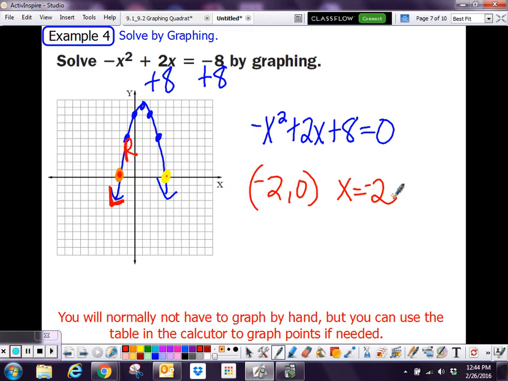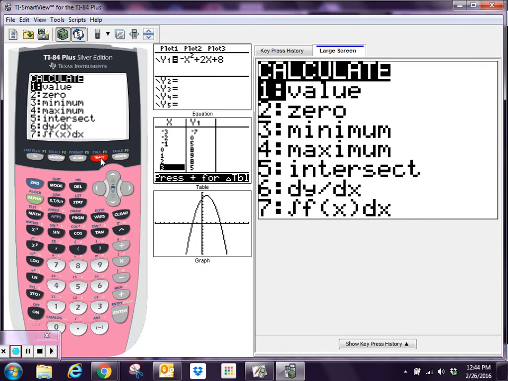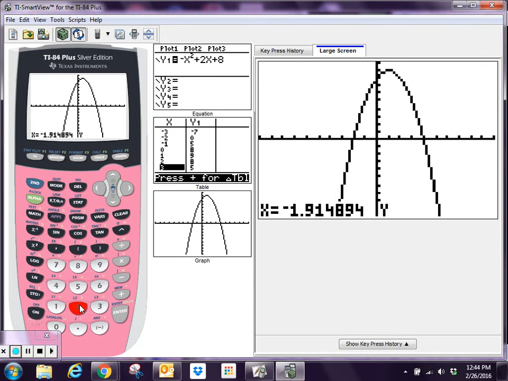But you have to think left and right is going to be different here. Because the left of this yellow point is over here. The right of this yellow point is over here. Alright, so here we go. I have to do this all over again. I have to hit second trace. I want the 0, so number 2.